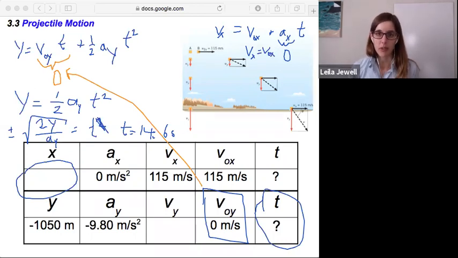That doesn't actually tell us much, which is why in this instance we need to use the y direction to get the time. In other instances we might have used the x instead, but we didn't have enough information there. Maybe if they gave us that x displacement, then we could have done it.